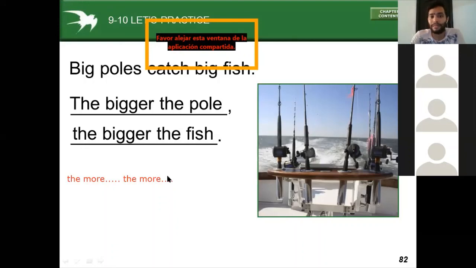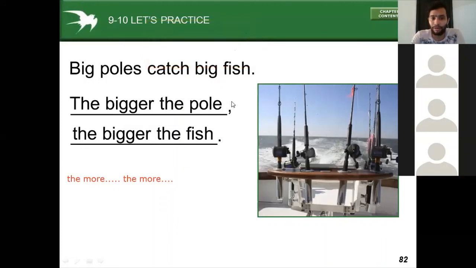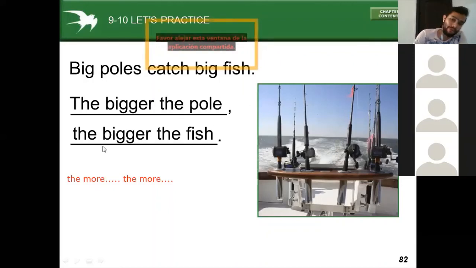So, entre más grande la caña de pescar, right? De una sola, estoy hablando de una sola. Pero si yo me refiero a muchas, a todas, entre más grandes las cañas de pescar, entonces yo puedo quitar nada más el the y le coloco ese a poles. So, the bigger the pole, the bigger poles, the bigger the fish, right? Puedo usarlo de esa manera, siempre y cuando esa sea tu intención.